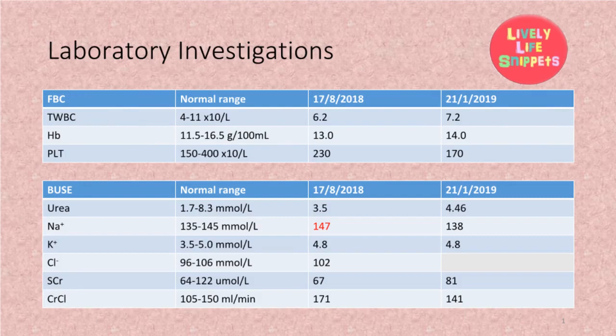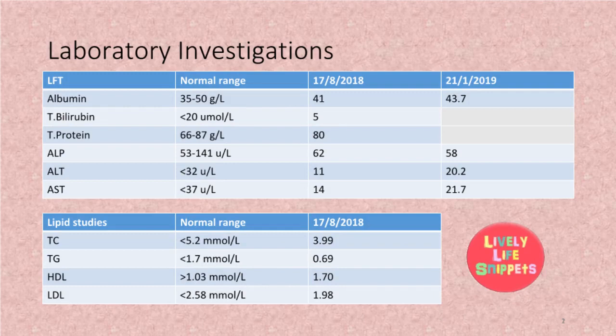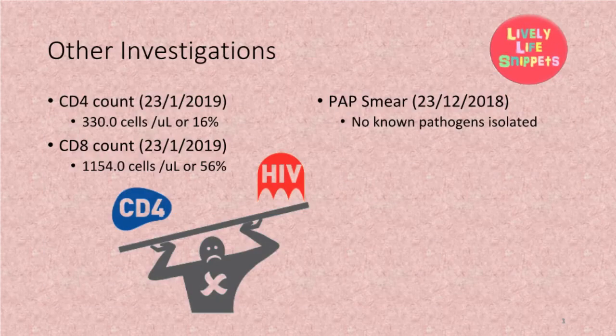Baseline full blood count results and renal profile are mostly within normal range except the sodium level, slightly higher in 2018 and then normalized in 2019. Baseline liver function test and lipid studies are within normal ranges too. CD4 count is quite low at 330 cells per microliter and this implies high viral load. Pap smear results showed no known pathogens isolated.